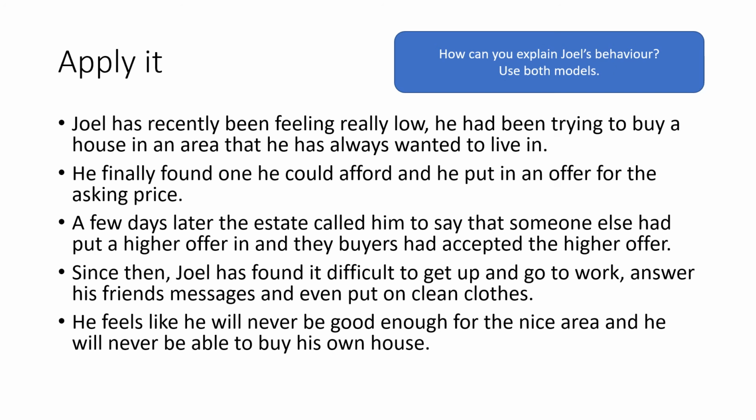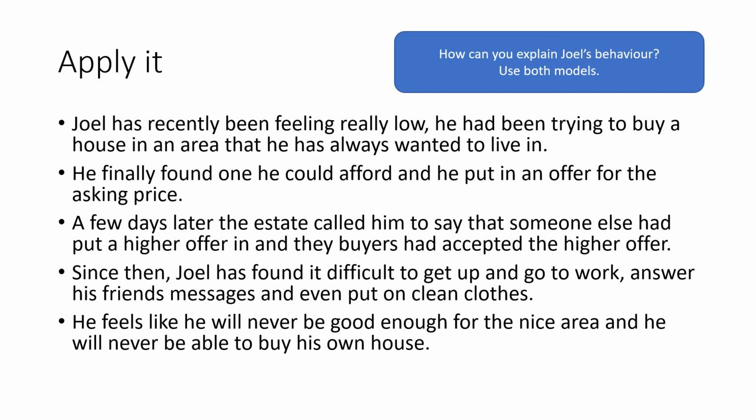So if we have a look at this one that's on the screen now as a bit of an idea, here's a scenario about Joel trying to buy his house. He fails to buy the house in the area that he really wants to, and that leads to him having a bout of depression. Now if we were using Ellis's ABC model, we could see that the activating event is being unable to buy the house. The belief that that leads to is this idea that he'll never be good enough to buy this house or live in this area, and the consequence of that would be developing depression.